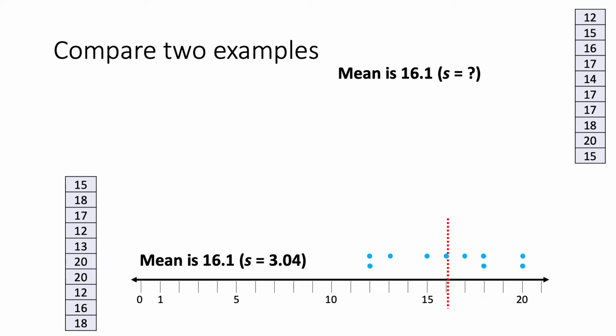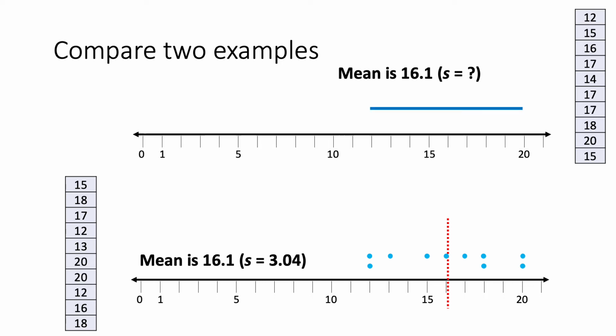Let's look at another group of numbers. Once again, the mean is 16.1. But how are they bunched along that number line? The range is the same. The low is 12 and the high is 20. There's the mean. And there's where the data points fall.